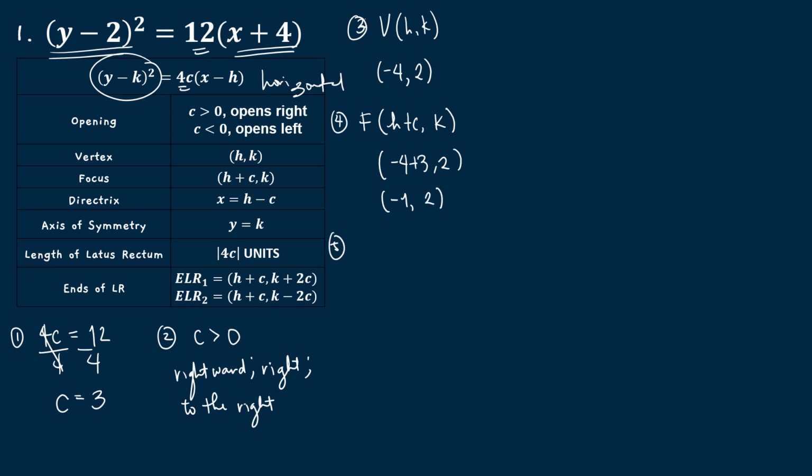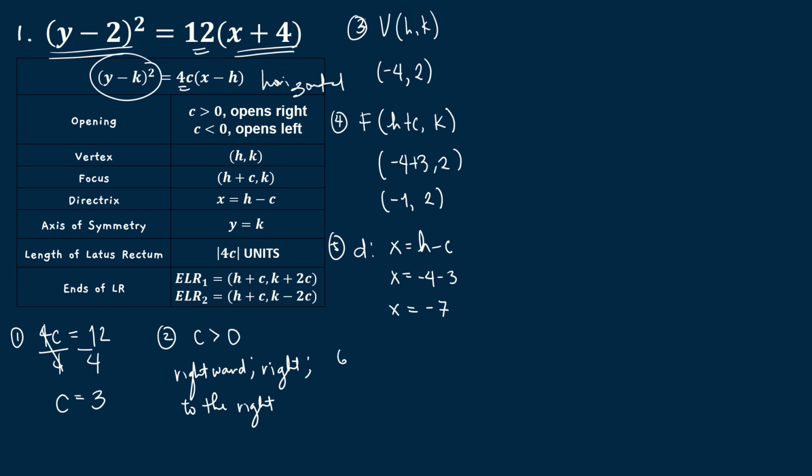And for number 5, we have our directrix, applying the solution for the focus but changing from addition to subtraction. So this time it is x is equal to h minus c. If you could remember, on the vertical it is y is equal to k minus c. Kasi nga po, vertical siya. Dito kasi horizontal, so the movement of your focus and directrix are moving left and right. So x is equal to negative 4 minus 3, or simply x is equal to negative 7.